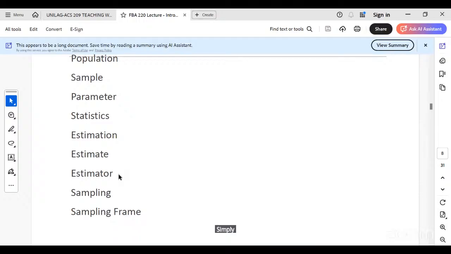Then we have the sampling frame. A sampling frame is a list or a map or any other acceptable material from which a sample can be taken.